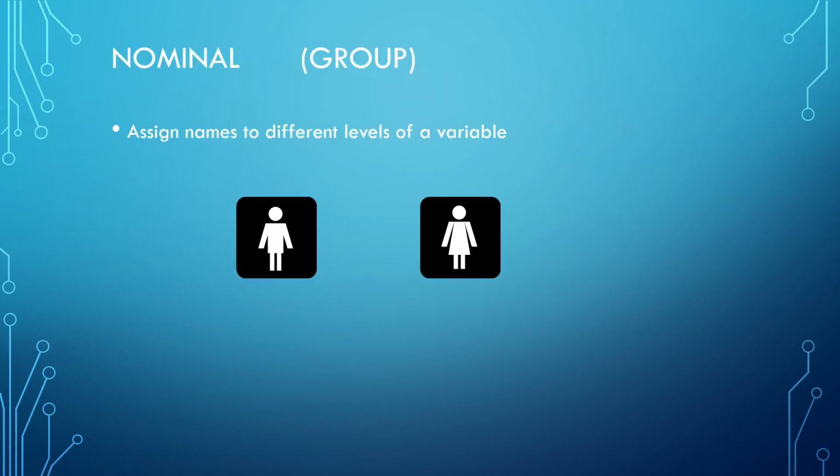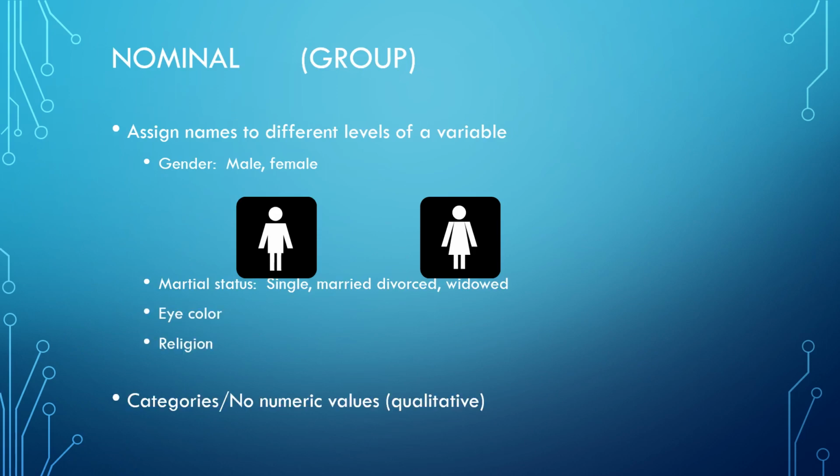So we'll start with nominal variables, or basically group variables. And this is the same as that group variable idea, where people are assigned to different groups, and those groups have names.